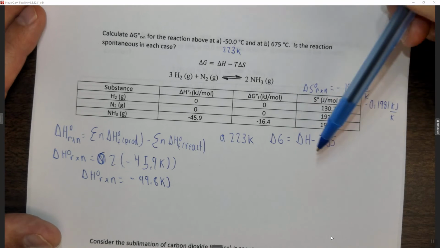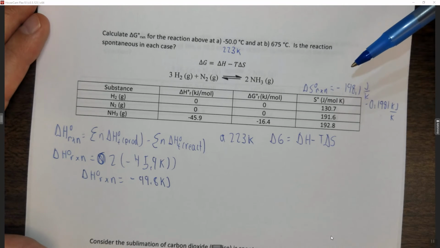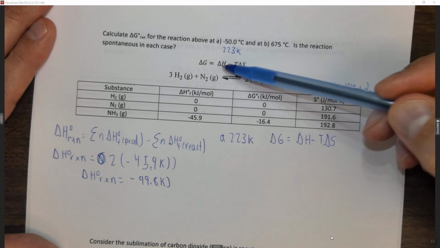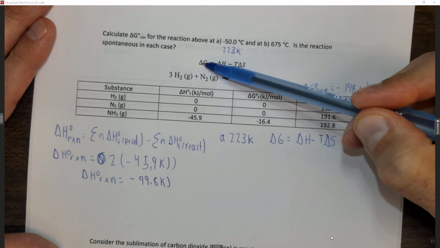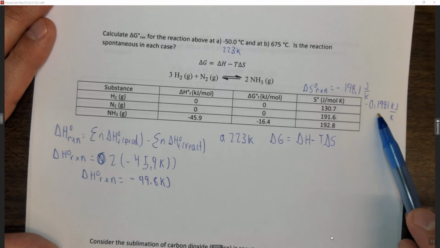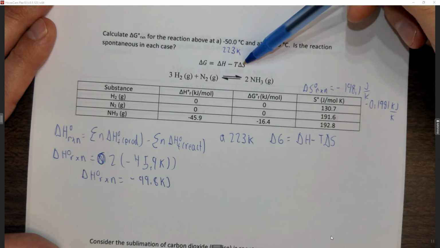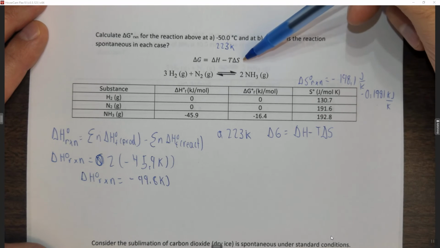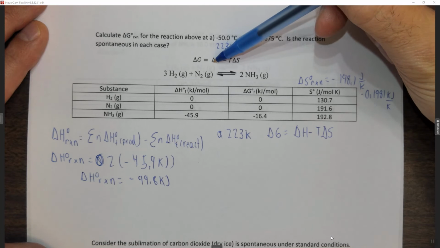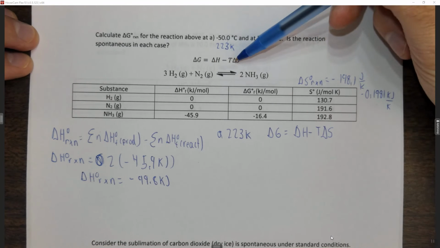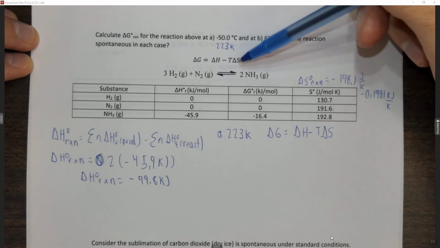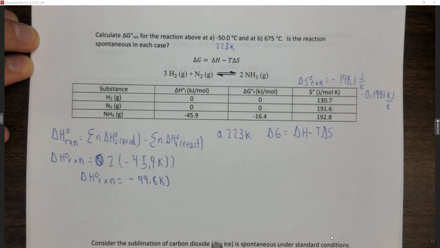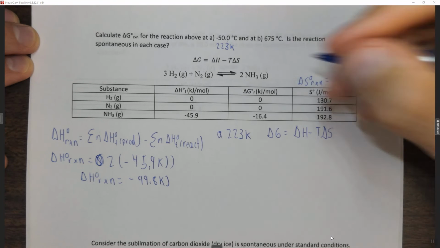Now, before we do this, think about what temperatures this thing might be spontaneous at. Our delta H is negative, which is favorable towards spontaneity. Our delta S is negative, which is not favorable towards spontaneity. So for this minus T delta S term to become more positive than delta H, we want high temperatures. So at relatively high temperatures, this reaction may not be spontaneous. Whether 675 degrees C is a relatively high temperature, we have to do the math to figure it out. But let's take a look.